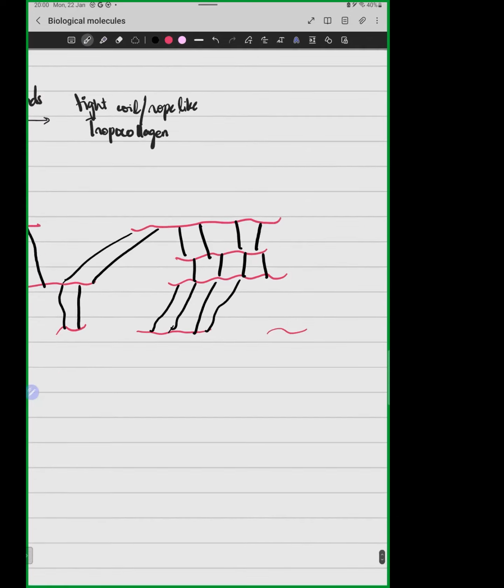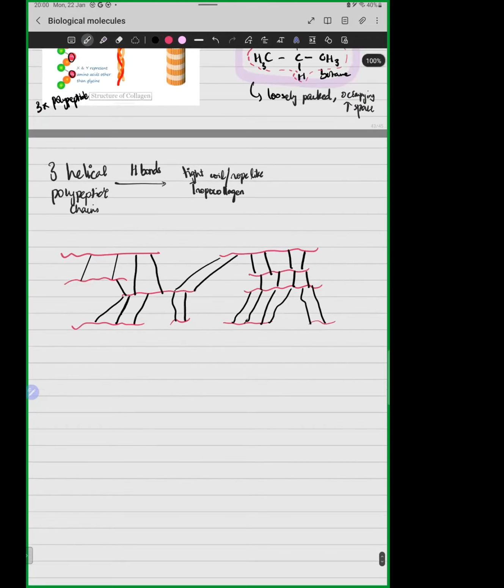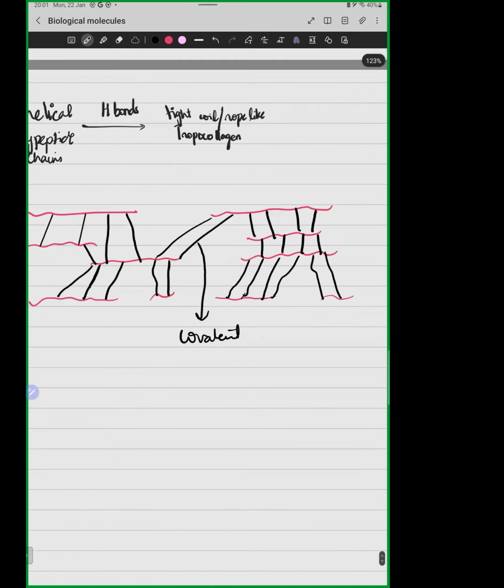तो हमारे पास बहुत सारे ट्रोपोकोलेजन के जो मॉलिक्यूल्स होते हैं, दे एसोसिएट वाया कोवेलेंट क्रॉसलिंक्स. और ये कोवेलेंट क्रॉसलिंक्स ऑब्वियसली हमारे पास जो अमीनो एसिड्स हैं इन ट्रोपोकोलेजन मॉलिक्यूल्स में, उनके आर ग्रुप्स बेसिकली आपस में कोवेलेंट बॉन्ड्स बना रहे होते हैं, जिनको हम कहते हैं कोवेलेंट क्रॉसलिंक्स.